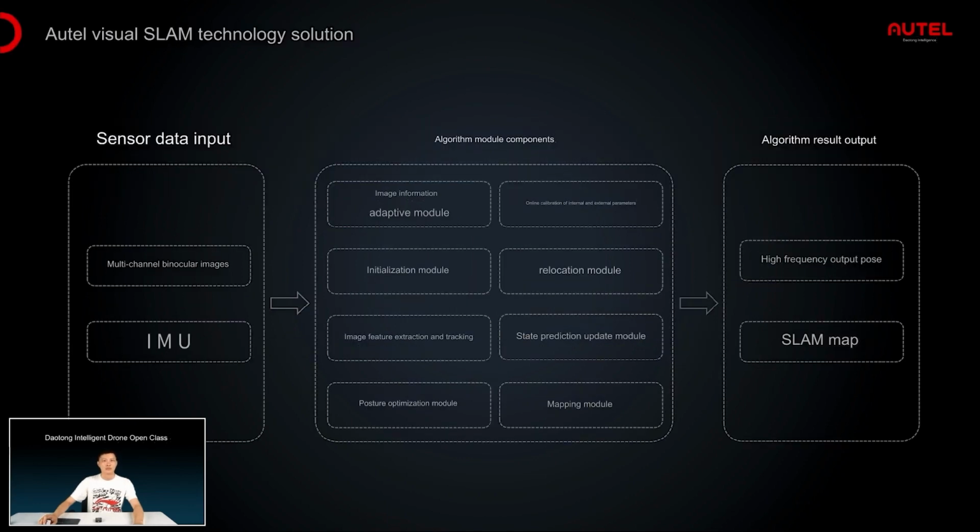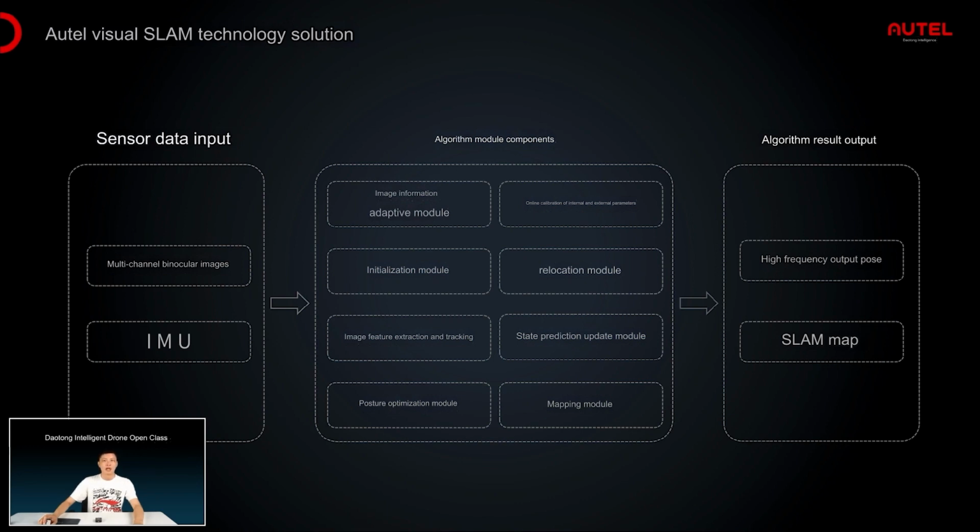Our SLAM main words. The sensor input is multi-channel binocular image data and IMU. Taking our Evo Max as an example, we support the input of its front, rear, up and down binocular images. Our upper method will support dynamic and confident adjustment to use pull. Several channels of images and their image frequencies also support online calibration of the internal parameters of the camera IMU and calibration of the external parameters of the camera to ensure the accuracy of the calibration parameters during long-term use.